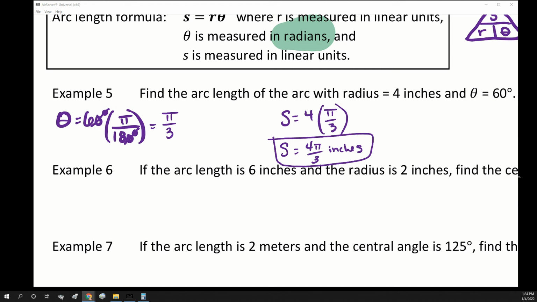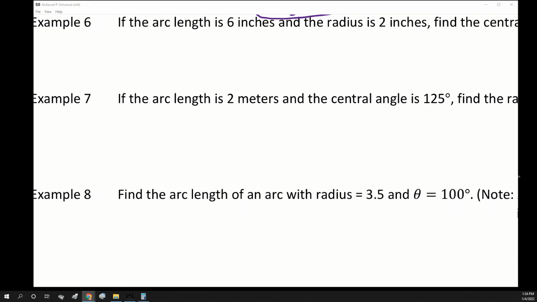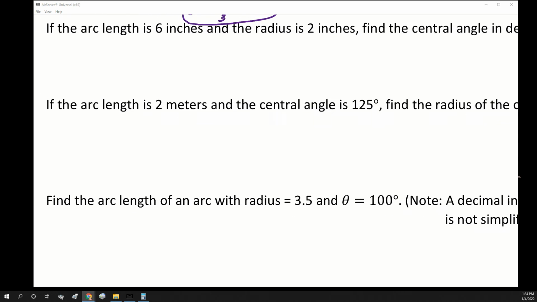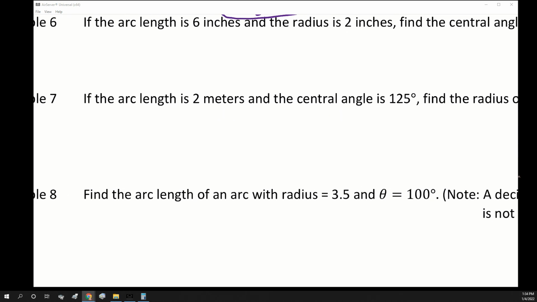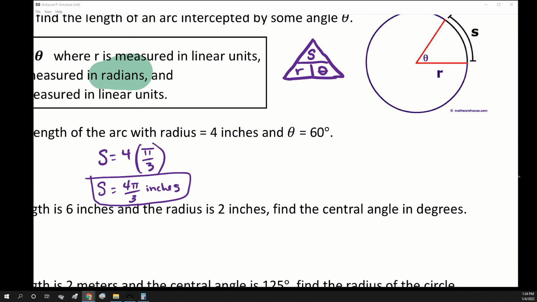All right, let's look at the next one. If an arc length is 6 inches and a radius is 2 inches, find the central angle in degrees. All right, so this one, I'm looking for theta. So I'm going to do that thing where I want to find theta, kind of cover it up, and then you do S divided by R.